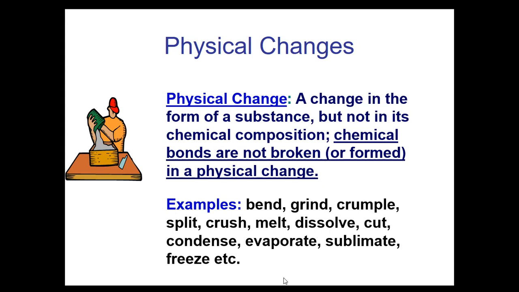Okay, so some physical changes are irreversible. If you grind something up, you can't really put it back together. The particles are too small. But it's still a physical change because you still have the same substance. It just looks very different. If you ground up a piece of glass, it would still be glass. It would just have taken a different form.